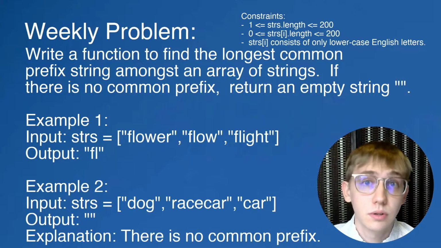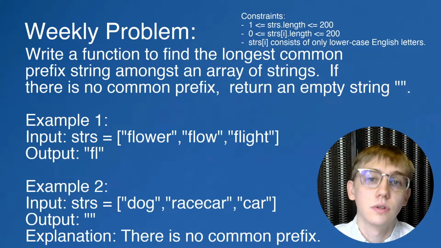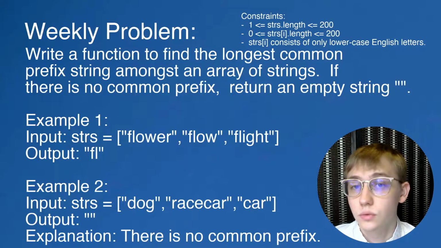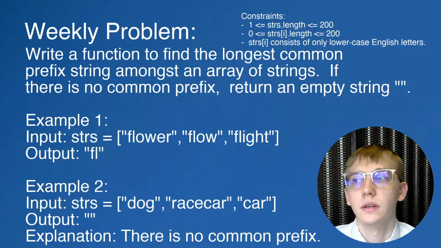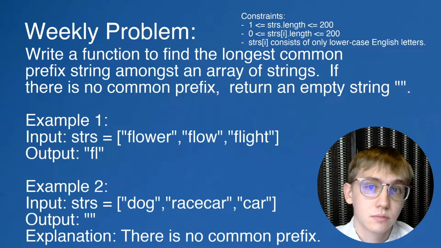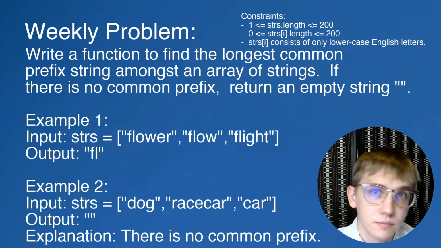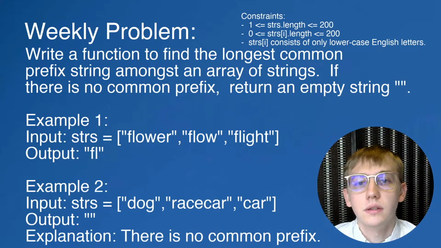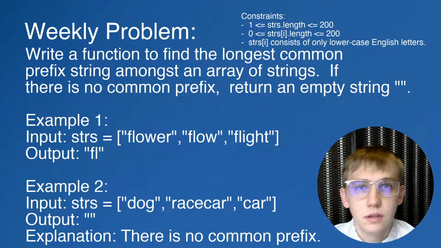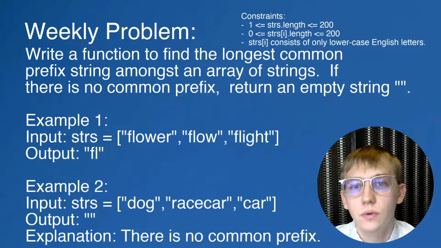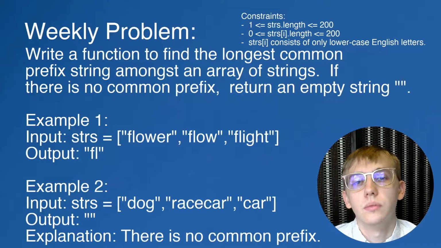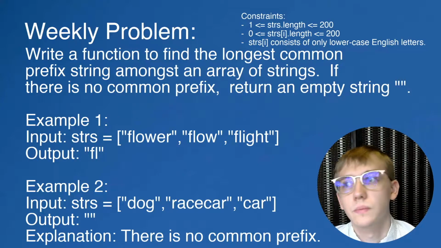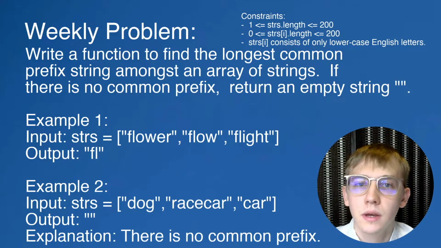So we've got some constraints up here in the corner. The array of strings will have at least one item and at most 200 items. And strs[i], the individual strings inside of the array, will have a length greater than or equal to 0 and less than or equal to 200, so 200 or fewer characters.